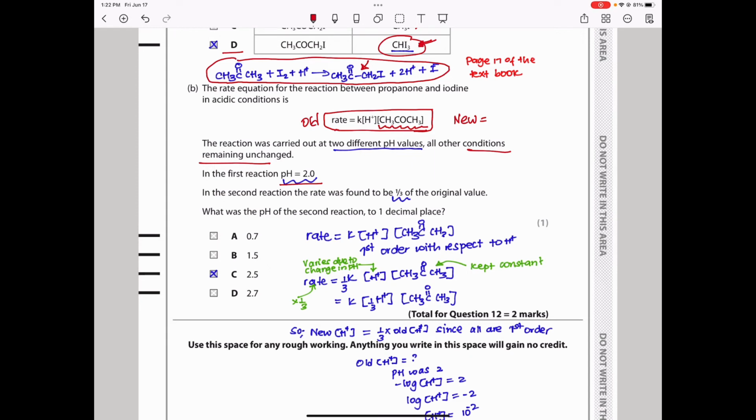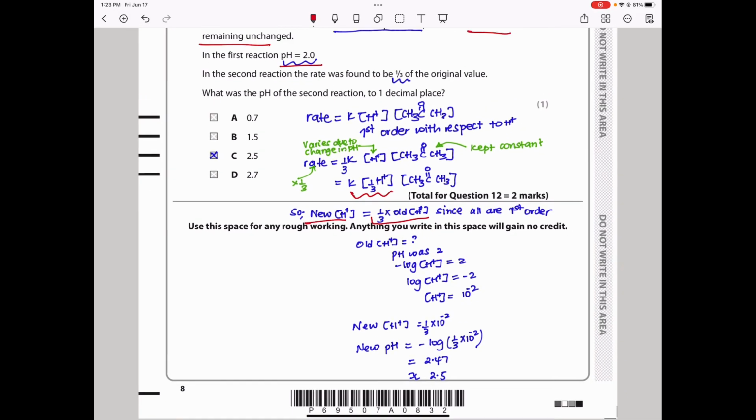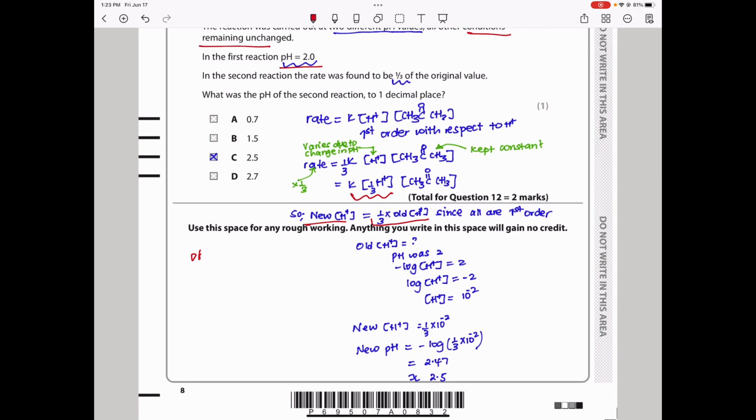If the rate has changed to be a third the original rate, it means it's because the hydrogen ion concentration was a third, since it's first order with respect to it. So assuming the new rate is equal to a third the old rate, it means it's going to be a third the original concentration of hydrogen ions. And since we know the old pH was equal to 2, as you can see here, we can use the old pH to find the concentration of hydrogen ions.